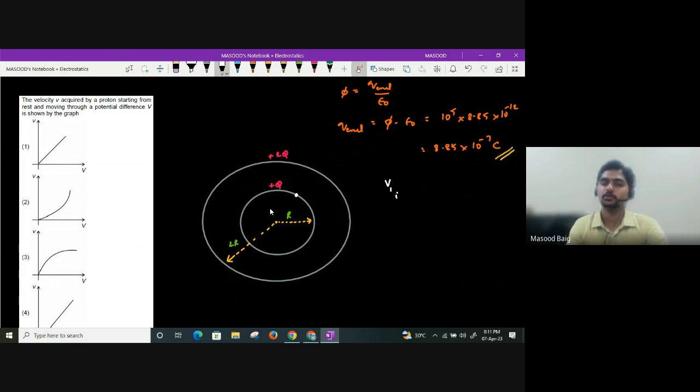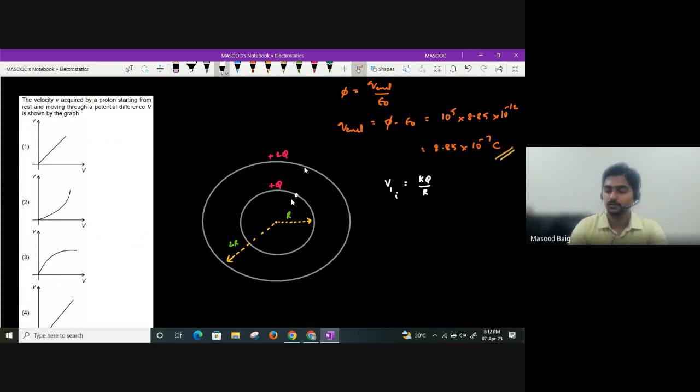Electric field inside is 0, which means potential will remain constant always. So if I take this particular point, what will be the potential here? It will be kq divided by r, right? And always remember, whenever we are writing potential, we will follow the principle of superposition. So what would be the potential at this point? We got kq by r. This is due to the inner shell.